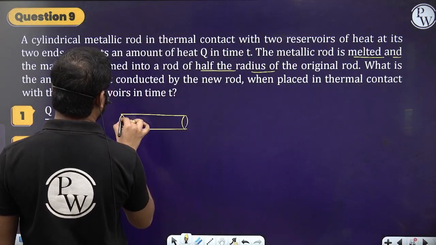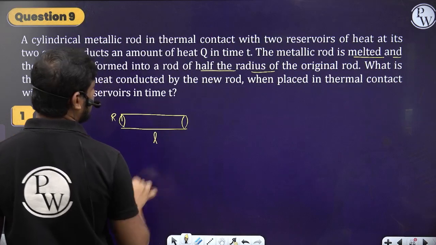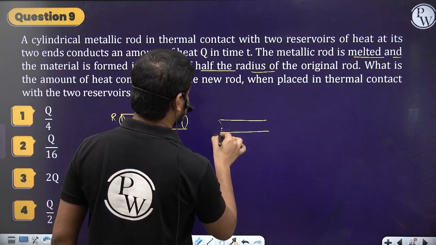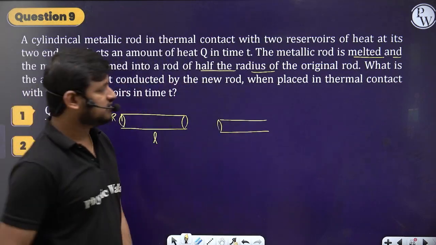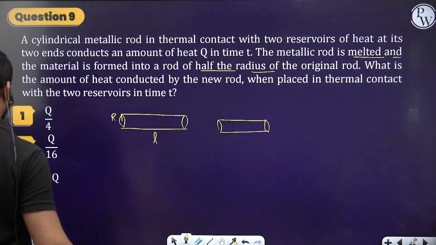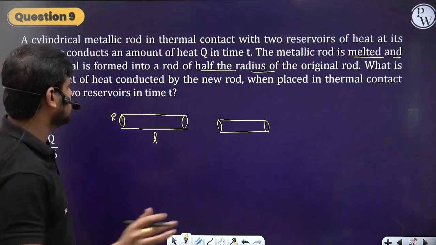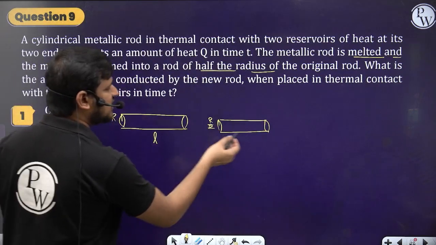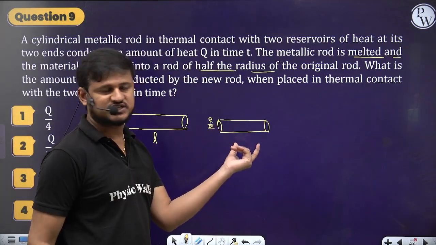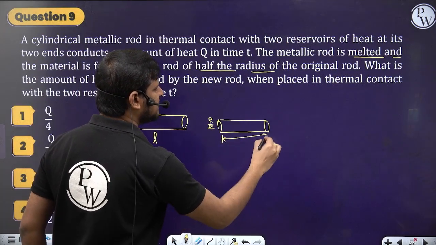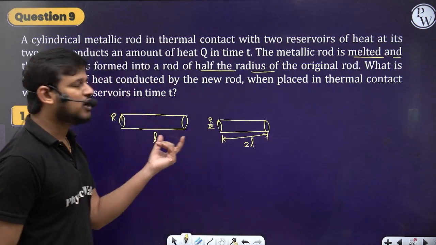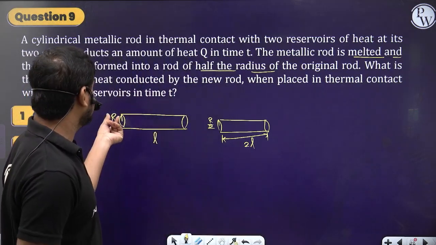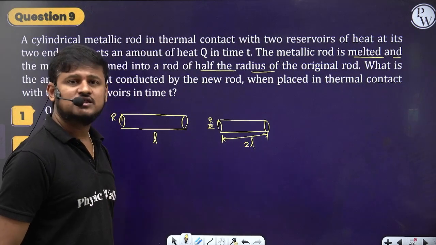Consider the original rod, which is of some radius r and length l. Then the second rod is made, whose radius is half. If the radius becomes half, what happens to the length? You have studied volume conservation, right? If the radius becomes half, the length becomes 4L, no? The volume will be conserved. You have studied it in surface areas and volumes in grade 10th, right? So if the radius is halved, the length changes accordingly.